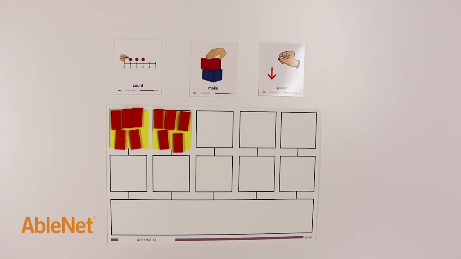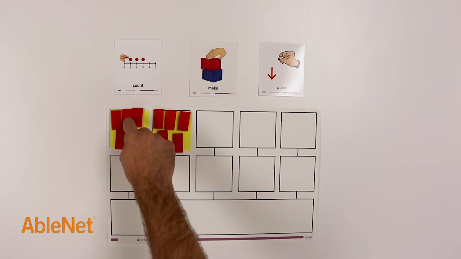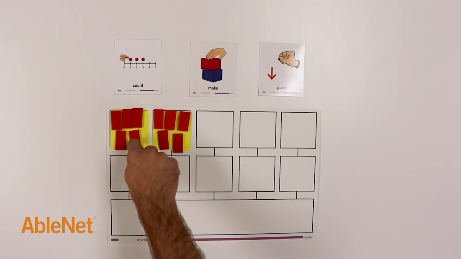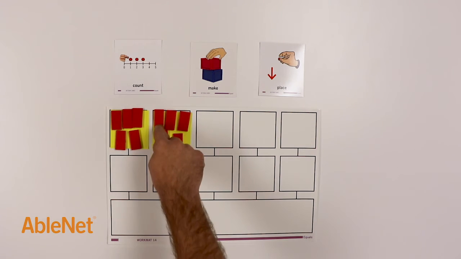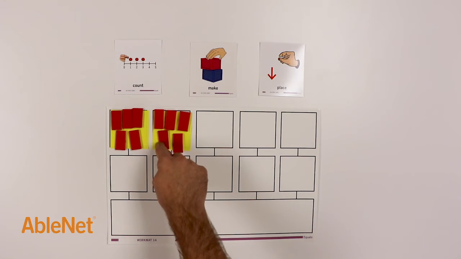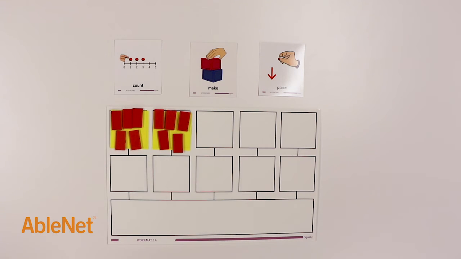Now we can count to find out how many are in each group. 1, 2, 3, 4, 5. 1, 2, 3, 4, 5. We have two equal groups of 5.